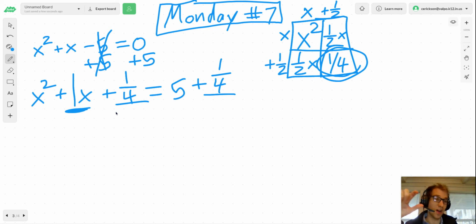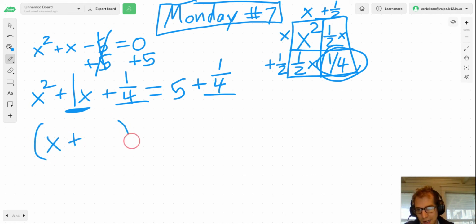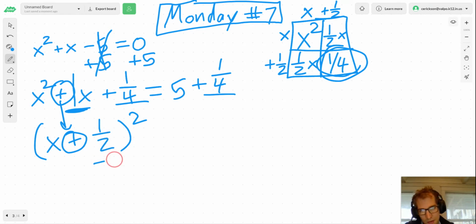We took 1, we cut it in half, or divided by 2, and we got 1/2. And then 1/2 squared would be 1/4. And then it factors back into whatever this sign is. Make sure you put that sign right there. Okay, and then half of 1 was 1/2 before we squared it, so that's the number that goes right there.